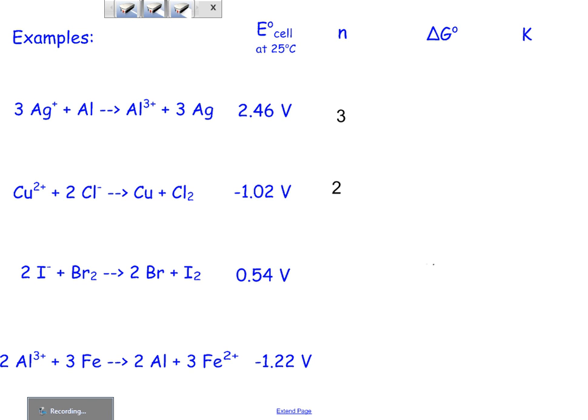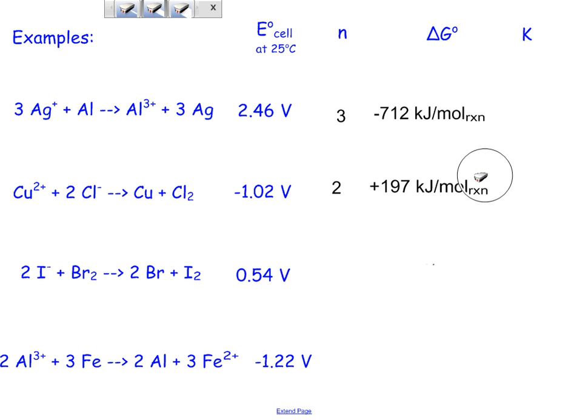So you got them figured out? Let's take a look at the answers. Positive E cell should give me a negative delta G, and negative E cell should give me a positive delta G.